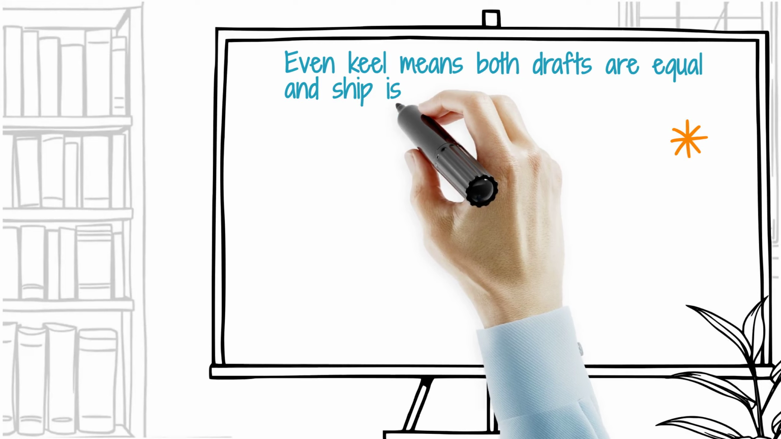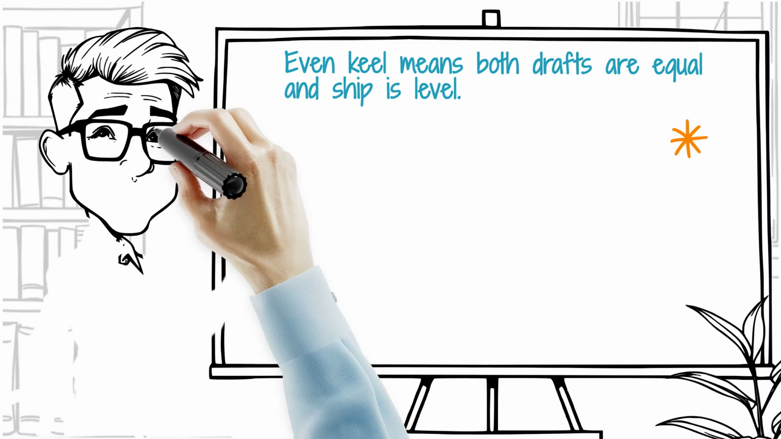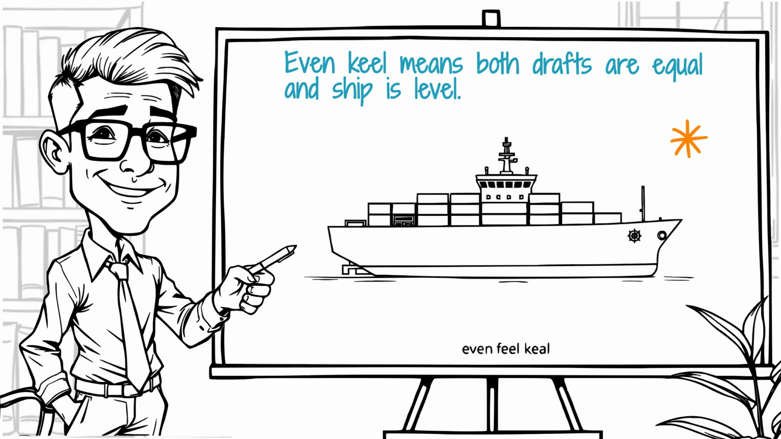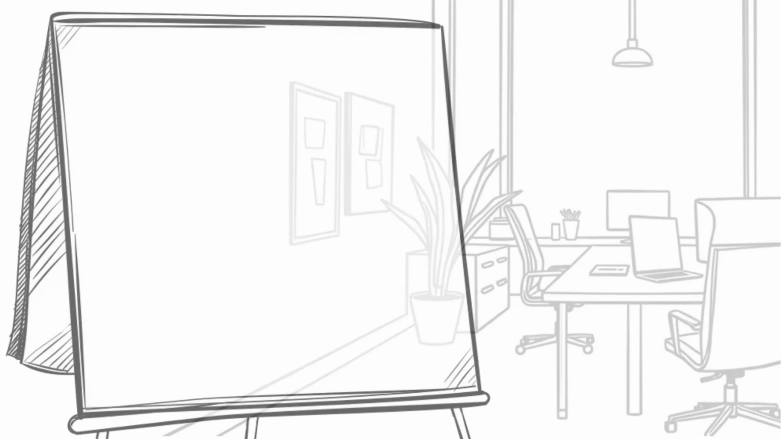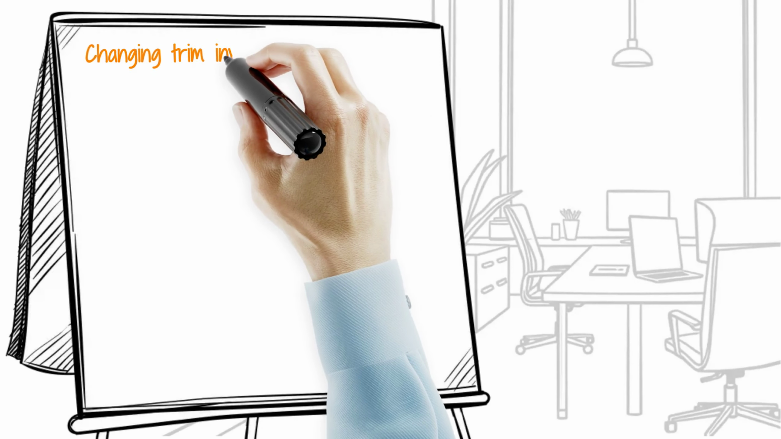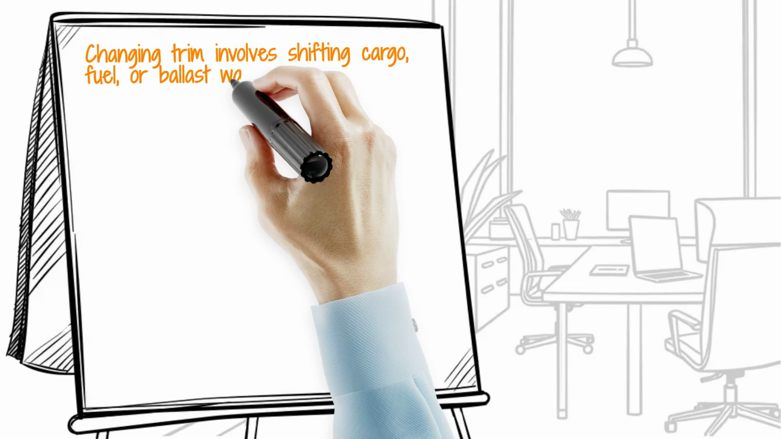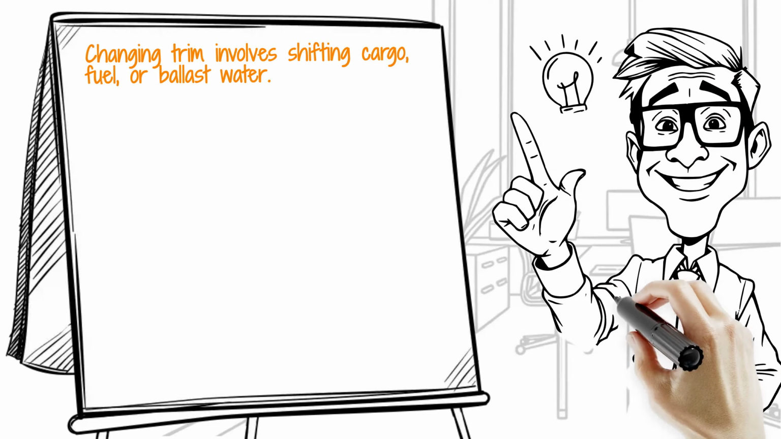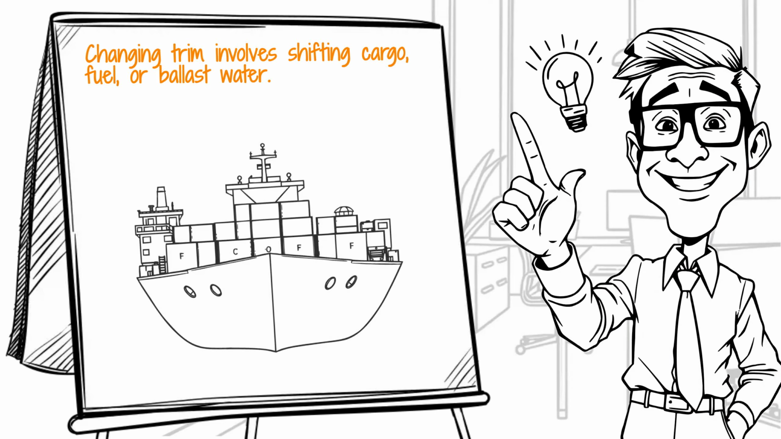Trim affects nearly every aspect of a ship's performance. It influences fuel consumption, steering ability, and most importantly, stability. A ship's trim is changed by shifting weights on board, such as cargo, fuel, or ballast water. The key principle governing trim correction is the relationship between the center of gravity, G, of the ship and the center of flotation, F.